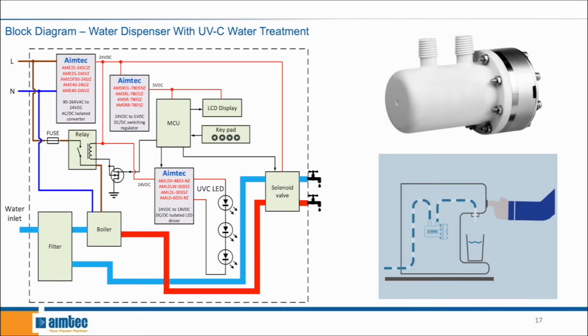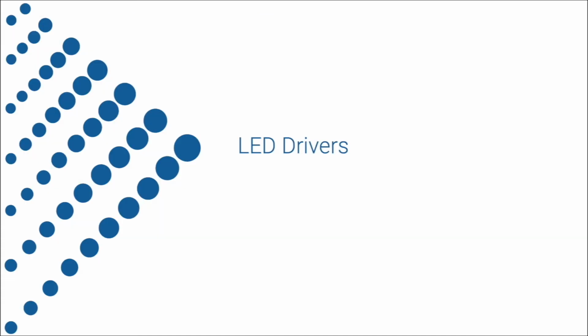So here's a block diagram that we use in our UVC presentation. We have an Aimtec ACDC converter at the input of the system, and then the 24 volts that is created by this ACDC converter powers our switching regulators, which take the 24 volts in and give us 5 volts out. The benefit of using a switching regulator is that you can achieve much higher power at a lower cost because there is no isolation. It's okay to use a non-isolated DC-DC converter if there will be no interaction between the user and the actual converter. Next, we're going to talk about Aimtec LED drivers.